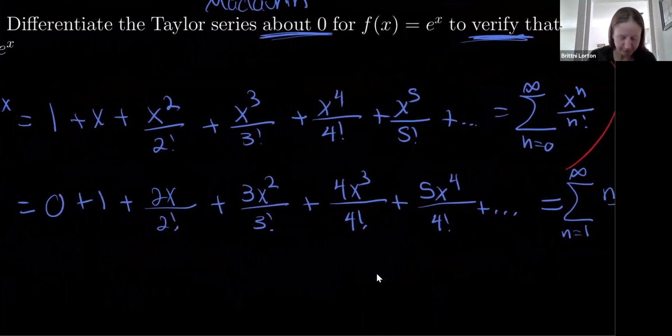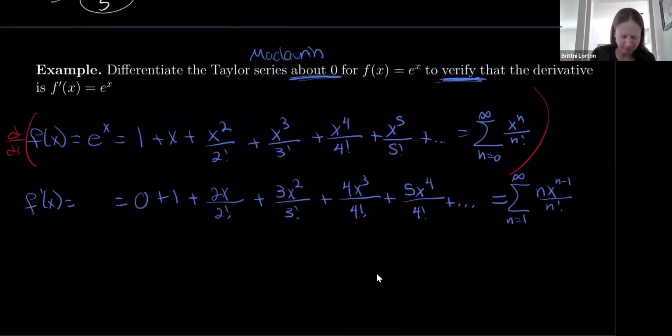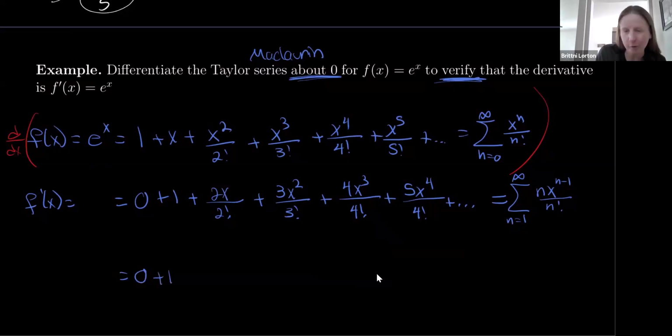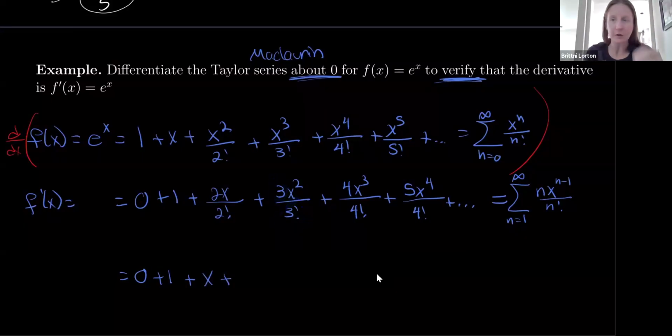We got this. So I took some derivatives. Let's simplify what we can. Over here, I have a 0 plus 1. I did not need to write that 0, and you do not need to write that 0 plus. Plus, now 2x over 2 factorial is just x. Plus 3 over 3 factorial. Remember what factorial is: 3 factorial is 3 times 2. With a 3 on top, the 3 canceled, and I got x squared over 2 factorial.